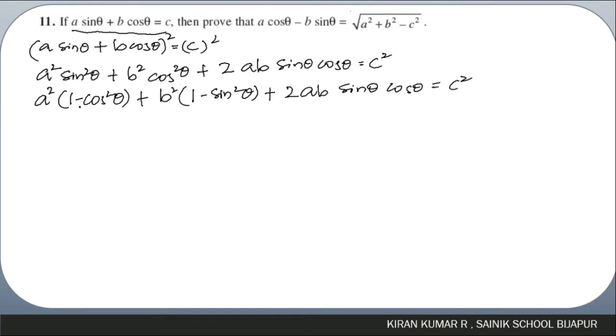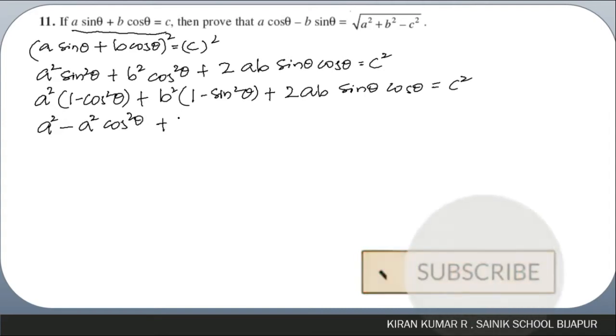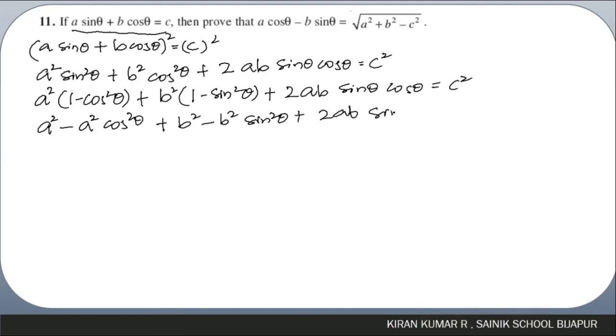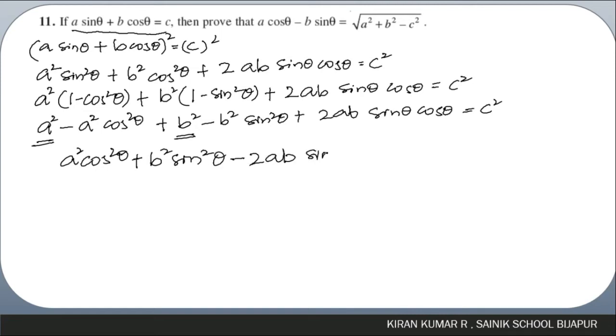Why did I do so? You will understand it. a multiplied to 1 will be a square minus a square cos square theta plus b square minus b square sin square theta plus 2 times ab sin theta cos theta equal to c square. Why did I do so? a square and b square, I got it separated. So I'll write that in the right hand side. I'll transpose it. I'll be getting a square cos square theta, minus is there, I'll multiply with the minus. What do I get? a square cos square theta plus b square sin square theta minus 2 times ab sin theta cos theta.